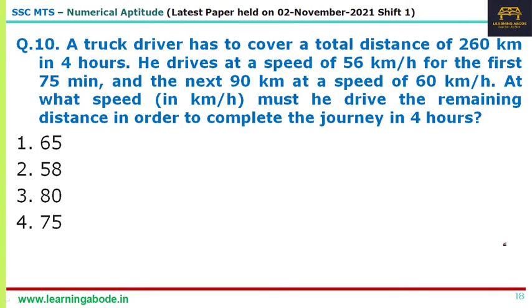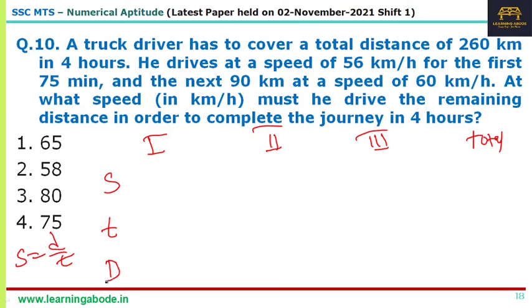Right. Now question number 10, it's a time, speed and distance question. A simple but a lengthy question. A man has to cover a total distance of 260 in 4 hours, but he covers that in 3 phases. So you have phase 1, phase 2 and phase 3, and then you have a total. We know the basics of time, speed, distance: speed equals distance by time. So let's write the speed, time and the distance. The total distance to be covered is 260 and the total time taken is 4 hours.